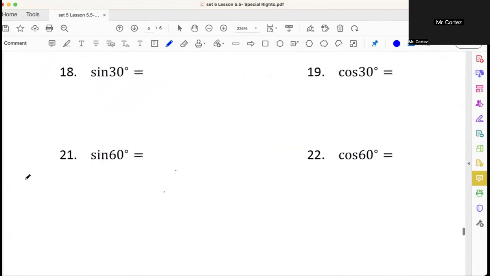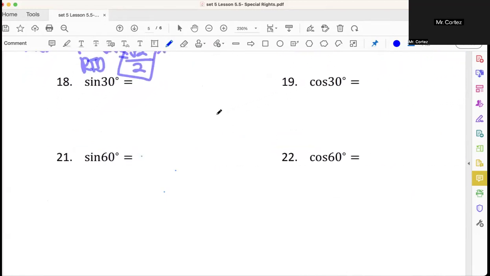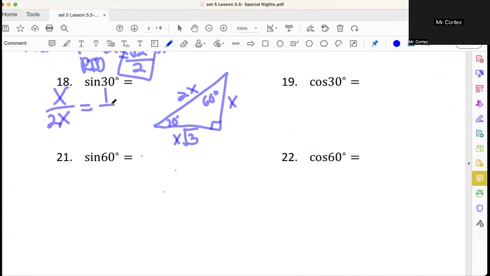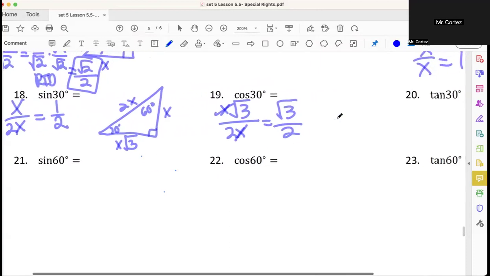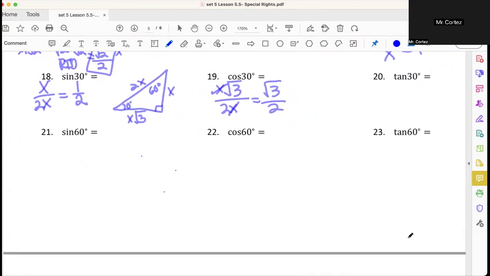I'll do 18 and 19, and then I'll give you a moment to try the others. So sine of 30, recall, it's like this. Not drawing to scale. Don't chastise me for that. This is the smallest side. This is the smallest side times root 3. This is double the smallest side. So sine of 30 is x over 2x. And what does that boil down to? What you're saying, just 1/2. Cosine of 30 is x root 3 over 2x. X's can cancel. Root 3 over 2. I'll give you a moment to try the other 4, and I'll show answers for those.